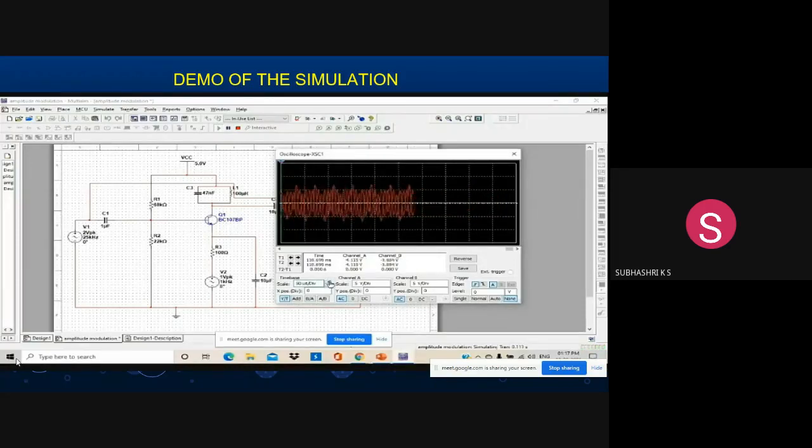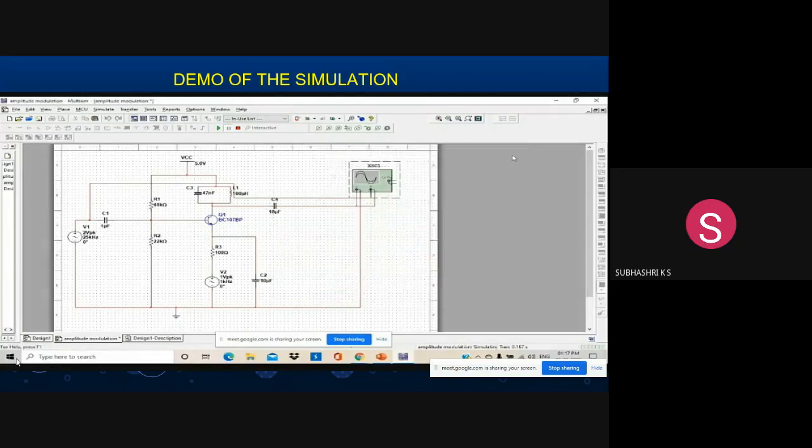The AC source V1 is used as the carrier signal and V2 is used as the message or baseband signal. We have set the message signal as 1 volt peak to peak and 1 kilohertz, and the carrier signal as 2 volt peak to peak and 25 kilohertz. So it's clear that in amplitude modulation, the amplitude of the carrier signal changes according to the amplitude of the information signal.